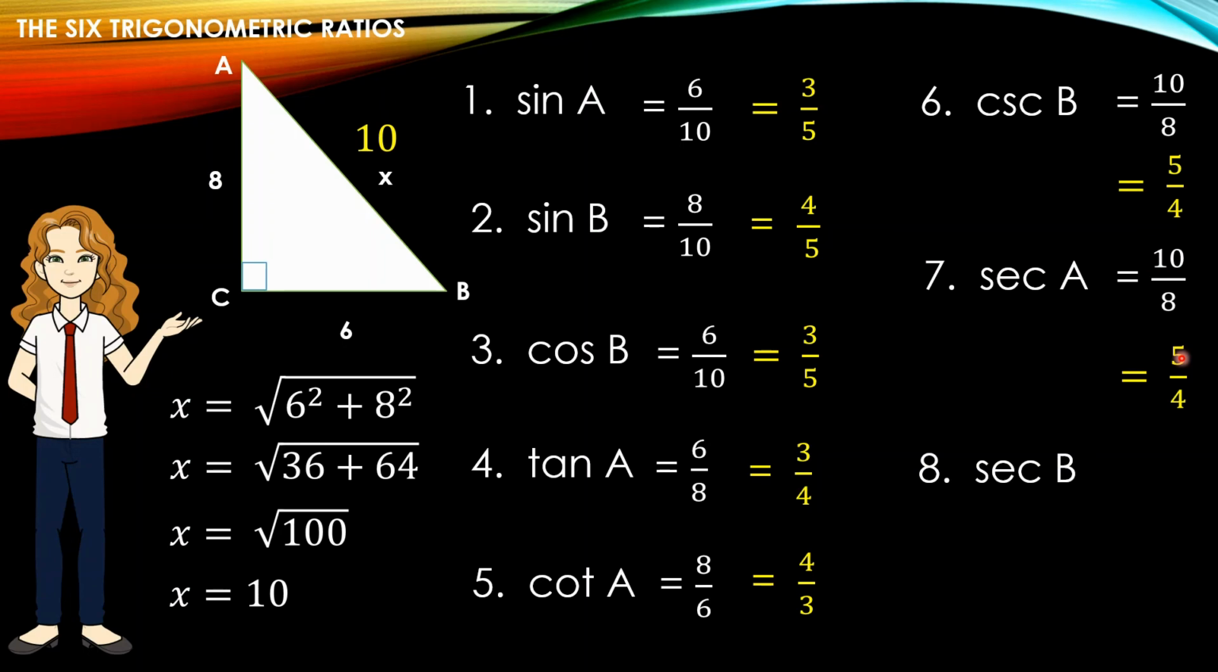And number 8 is secant B. What is secant B? Secant B is the reciprocal of the cosine. So we have hypotenuse over the adjacent. Look for the angle B. The hypotenuse is 10 and the adjacent is 6. So we have 10 over 6. The lowest term, divided by 2, we have 5 over 3.